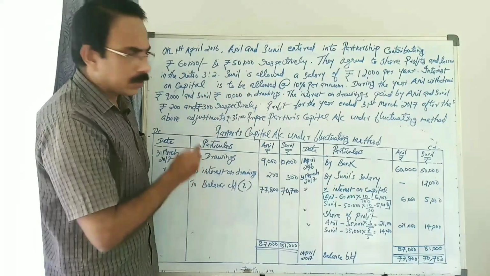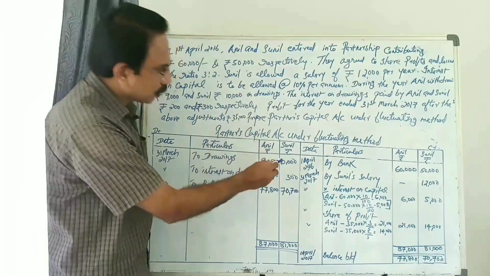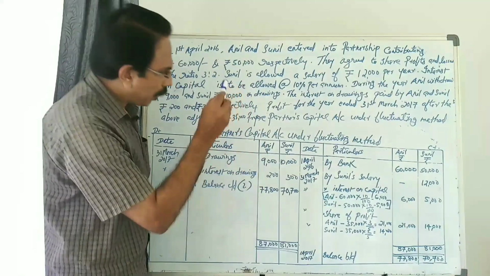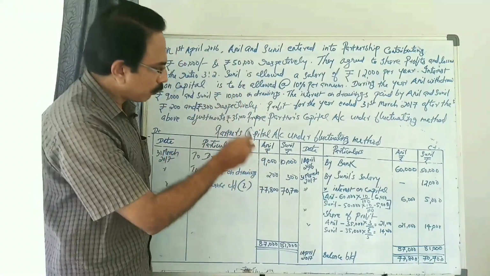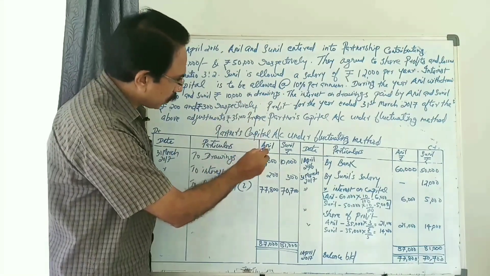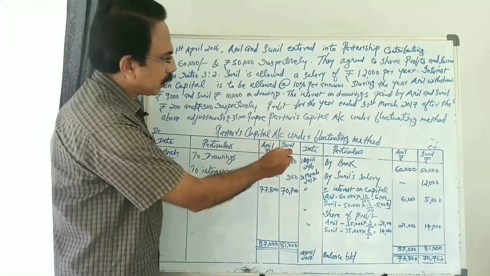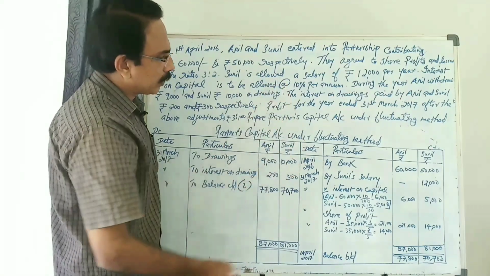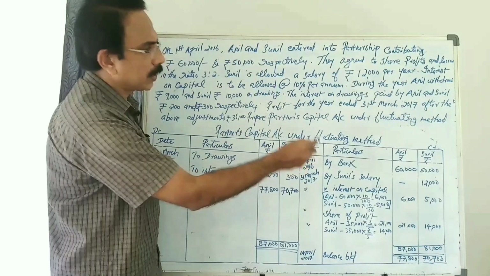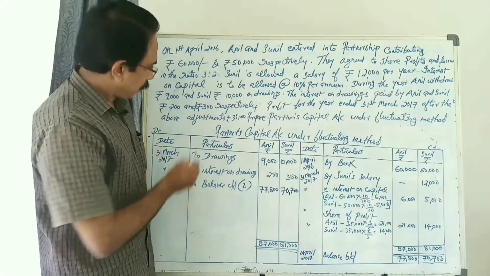There are two partners. Draw two amount columns as there are two partners. Three amount columns as there are three partners. Four amount columns as there are four partners, and so on. First Anil, then second Sunil. Again right hand side. First columns date, then second column particulars, third columns Anil, and last columns Sunil.